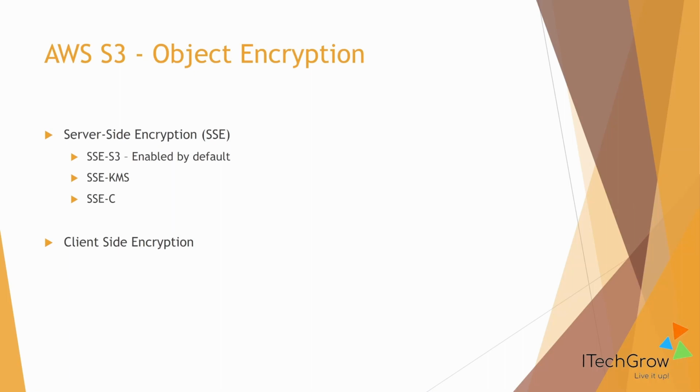And the next one will be SSE-C, the server-side encryption with a customer-provided key. So this key is managed by the customer itself. The key won't be stored in Amazon. And the last one will be client-side encryption. So here the client is responsible to encrypt and decrypt the file. There is no encryption in Amazon itself. The encryption should happen on the client side itself.